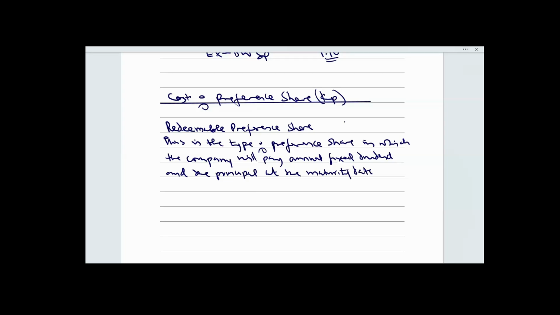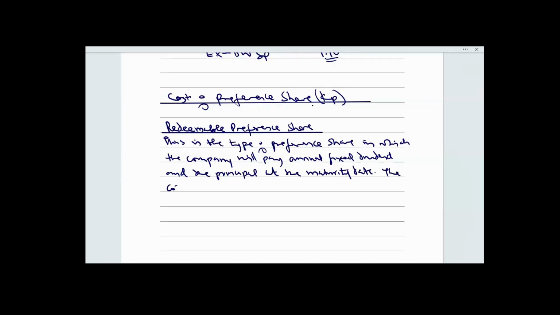So maturity date is the same thing as redemption date. That is the day the company will redeem the preference share, by paying the principal amounts. Okay. Now, the cost of redeemable preference share.